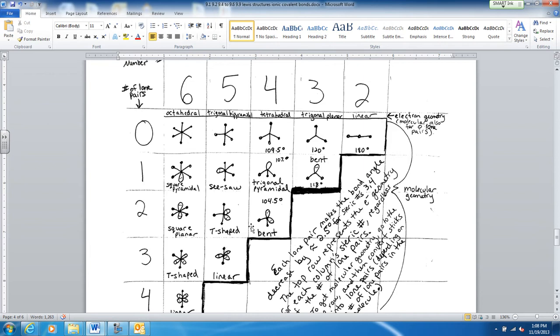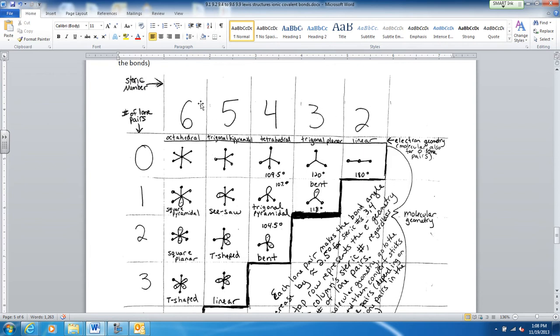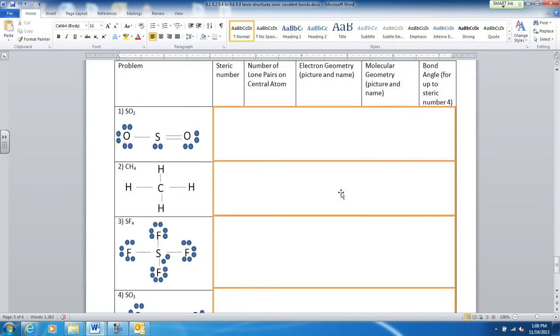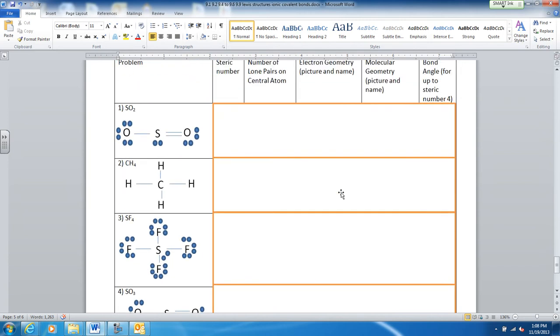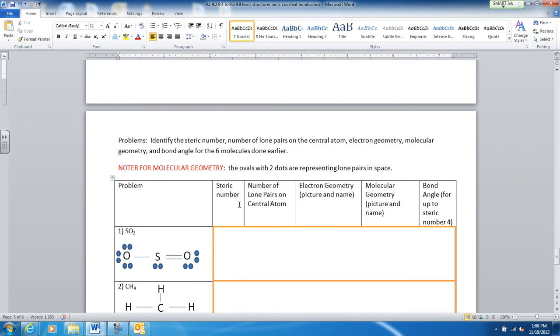So here is a chart. Lots of information here. Your steric numbers are these numbers across the top. How many lone pairs are in the structure are down the side here. Your electron geometry, see this right here, that top row is always the geometry that the electrons will make. And then down here is the geometry that the molecule will be if there are any lone pairs. If there are no lone pairs, then the geometry for the molecule and the electrons is the same, and it's this first row. So for those 6 problems that we just did, we did the Lewis structures for them already, we're going to figure out all of this information for each one.